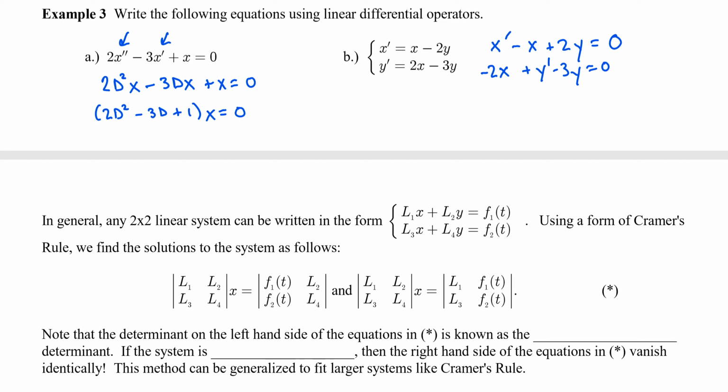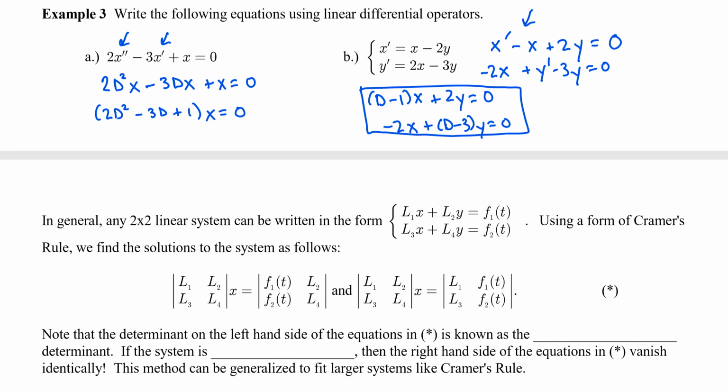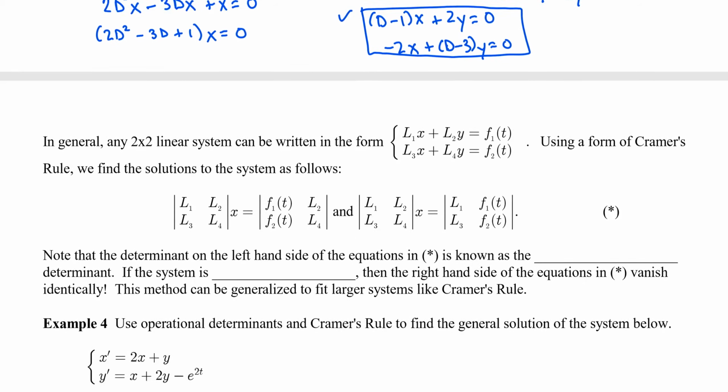Rewriting equation number 1, we could call that D minus 1 times x plus 2y equals 0. And equation number 2, negative 2x plus D minus 3 times y equals 0. So notice I went ahead and factored out the x. This would be D times x minus x, but we factored out the x to obtain this. So it's a pretty straightforward, easy way to express differential equations or systems. Now, if I write it like this, then I can actually treat that big D, which represents the derivative with respect to time, algebraically, and that's what we're going to do next.